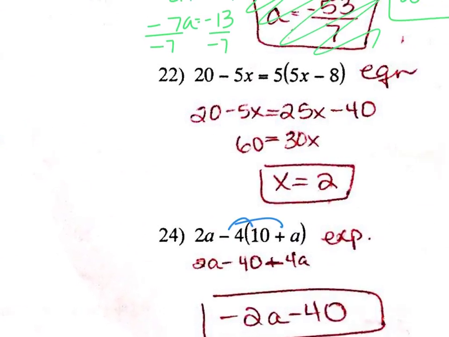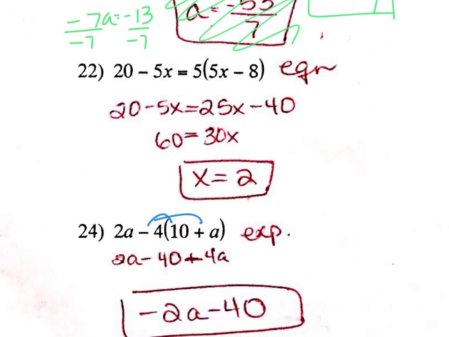Question 22. I distributed first, distributed my 5 to get 25x minus 40. I'm doing 2 things at once, so I'm going to add 5x to both sides. That's where the 30x comes from. And then in the next step, I added 40 to both sides and got 60. My last step here would have been to divide both sides by 30. And then 60 divided by 30 is going to be 2, so x equals 2.